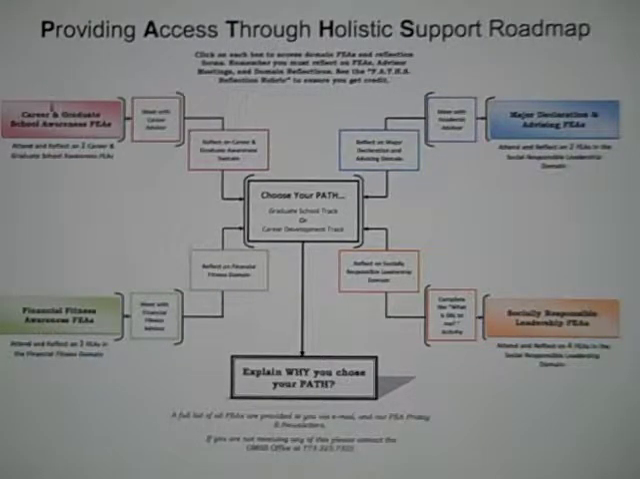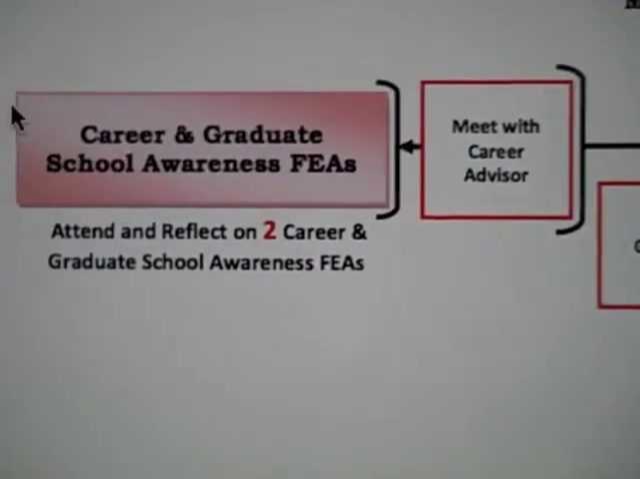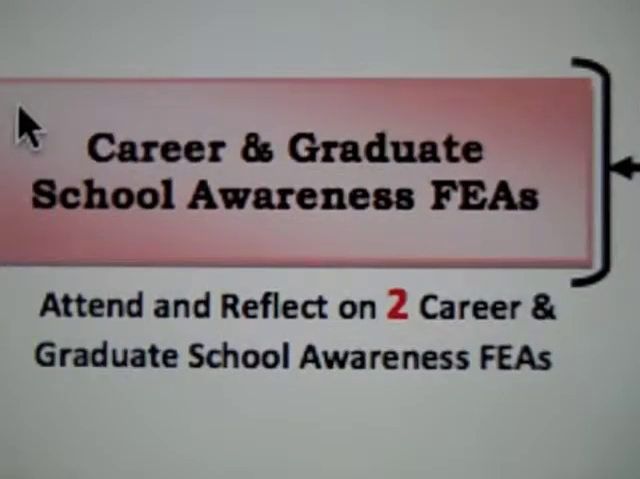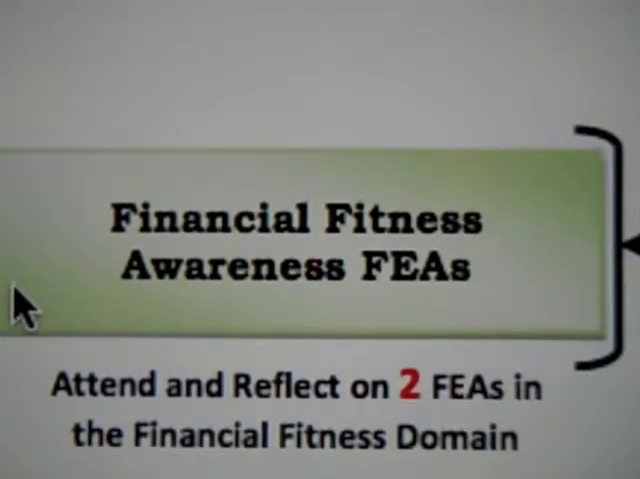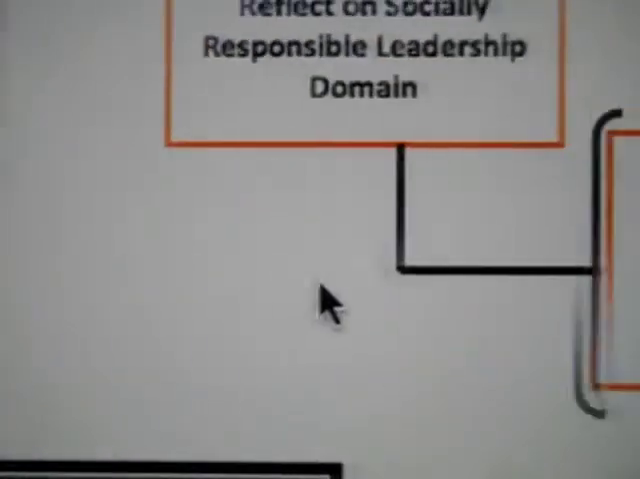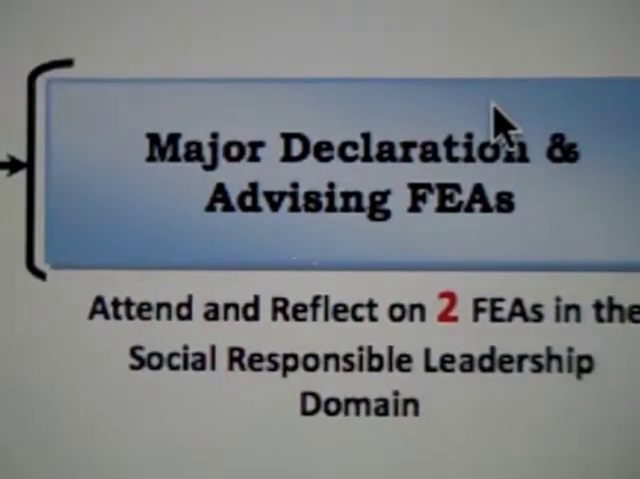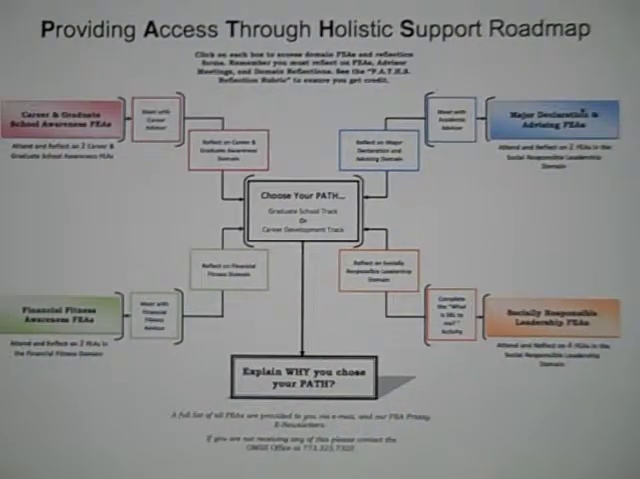The first section is the learning domain. There are four learning domains on this roadmap. You can see the career and graduate school learning domain here, the financial fitness and awareness domain, the social responsible leadership domain, and the major declaration and advising domain. Each domain is designed to give you a different experience throughout the PAL and in working with different departments to help you make a choice about what you want to do after you leave.